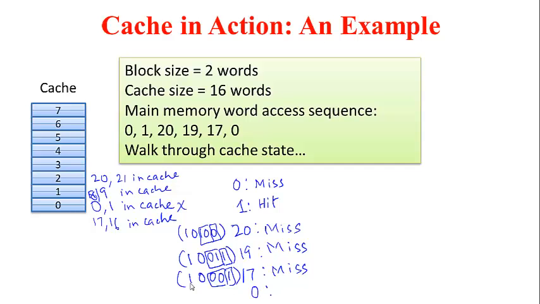Next, the processor is accessing word number 0. Well, just like what happened earlier, we map word address number 0 to block number 0. But here, unfortunately, the earlier access has evicted 0 from the cache. So 0 is no longer in the cache. So this is also going to be a miss. Now 16 and 17 will be evicted from block number 0, and 0 and 1 will be brought in their place again.